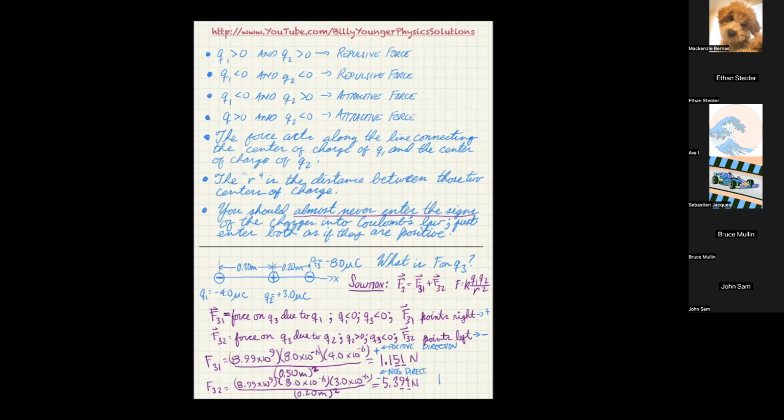Okay, so F3 is just going to be basically, notice the negative direction is what wins. So I'm going to say to the left. And the force is going to be 5.394 minus 1.151. And that's going to give me 4.243 newtons. And notice I did say explicitly it points to the left. So that's our answer.